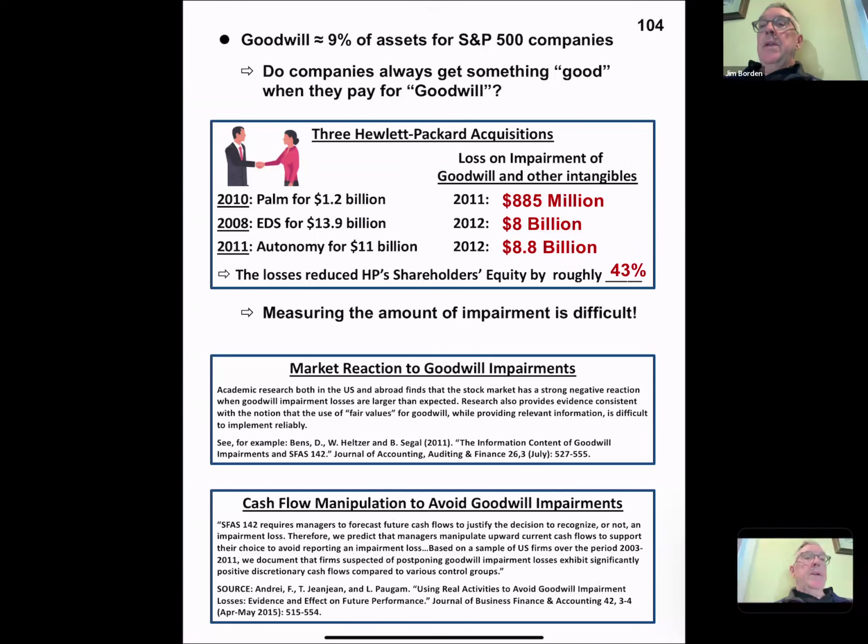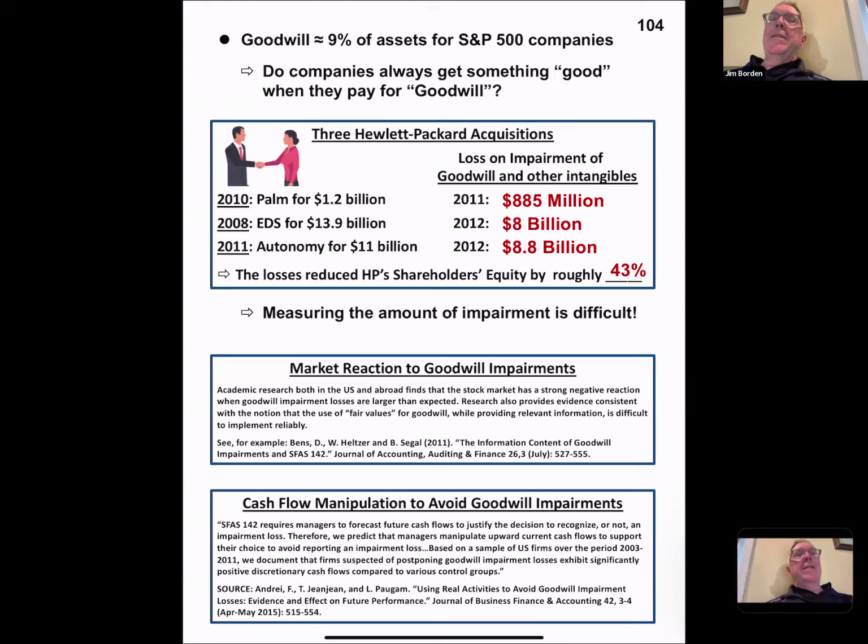Just a couple notes here. Market reaction to goodwill impairments. You can imagine it's not a good reaction, right? Particularly when the losses are larger than expected. Investors may have thought with this Palm Pilot acquisition, all right, a couple of years later, this iPhone's out here just dominating that product category, and that Palm acquisition is looking really bad, right?